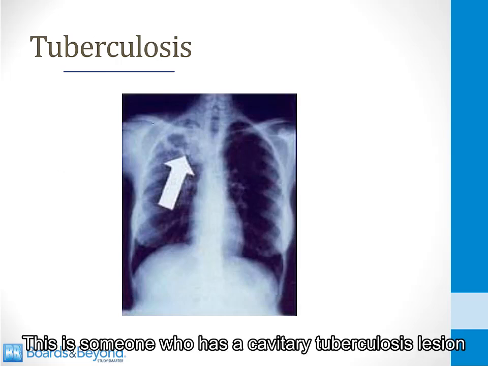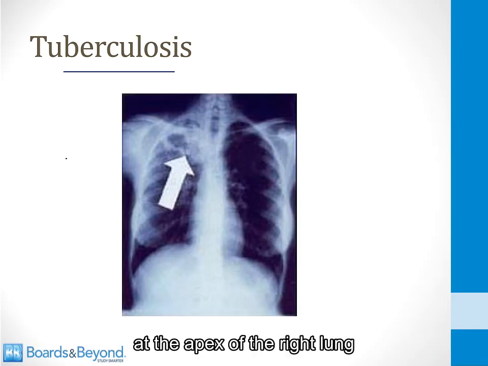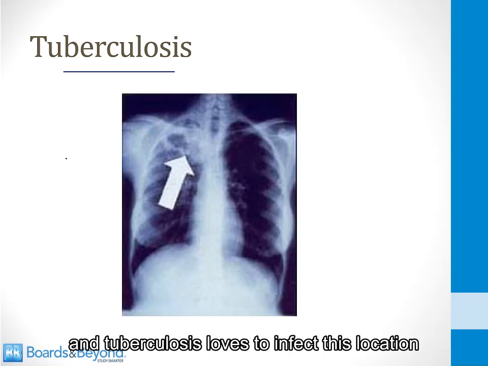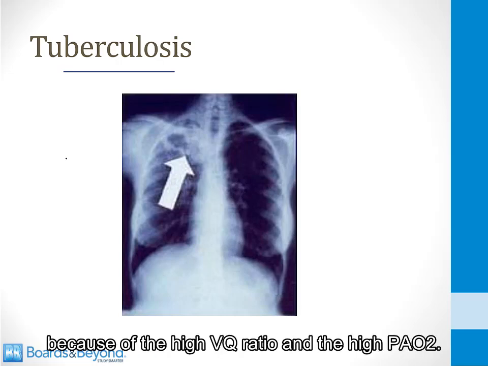This is someone who has a cavitary tuberculosis lesion at the apex of the right lung, and tuberculosis loves to infect this location because of the high VQ ratio and the high PaO2.